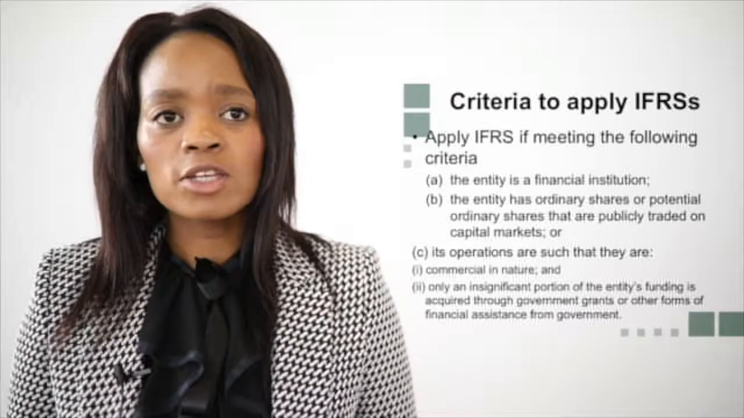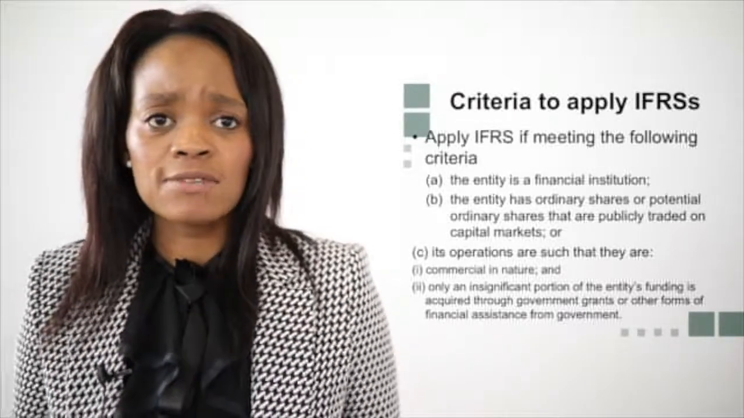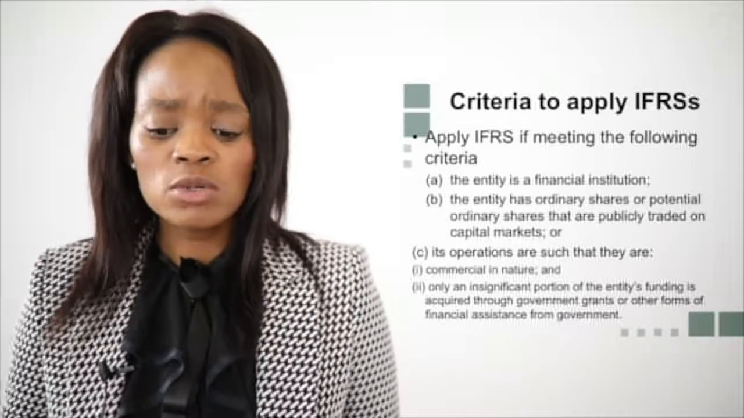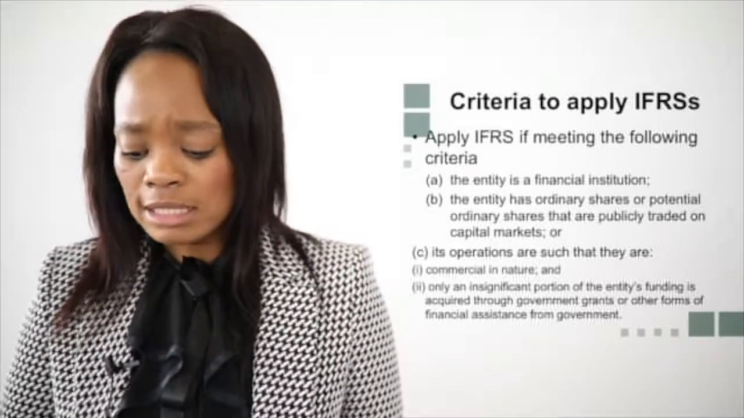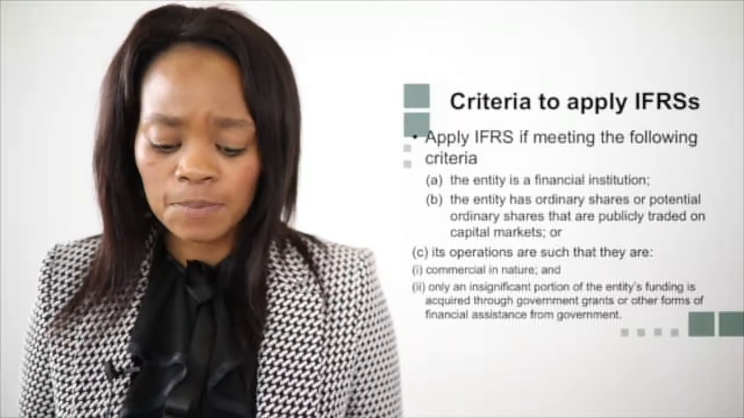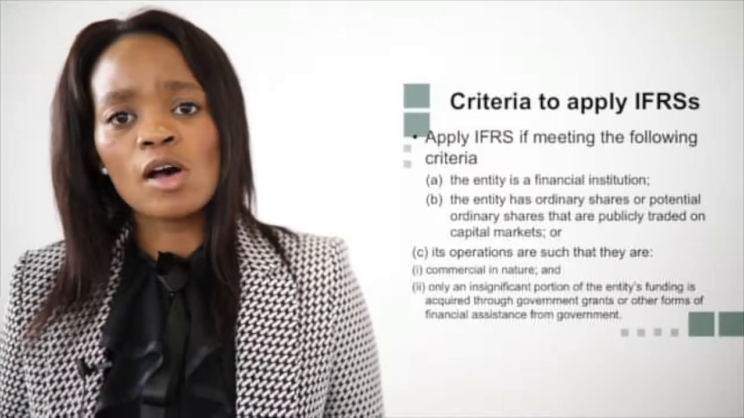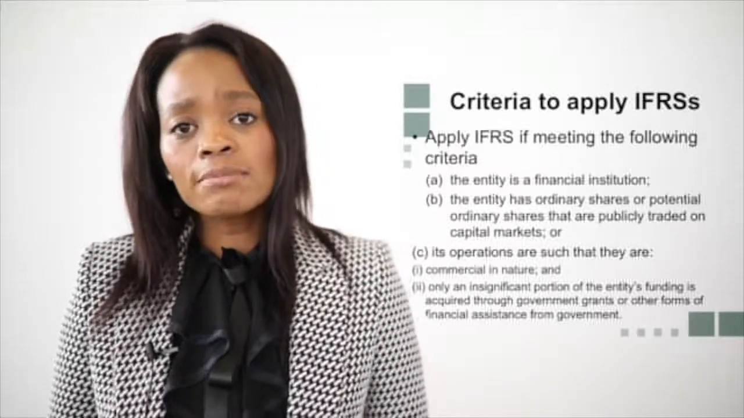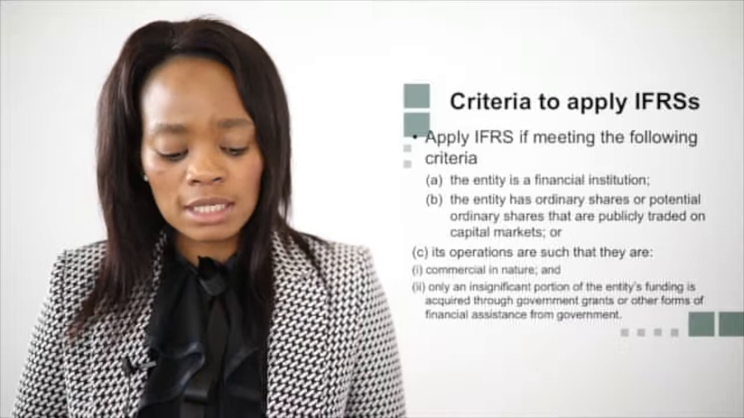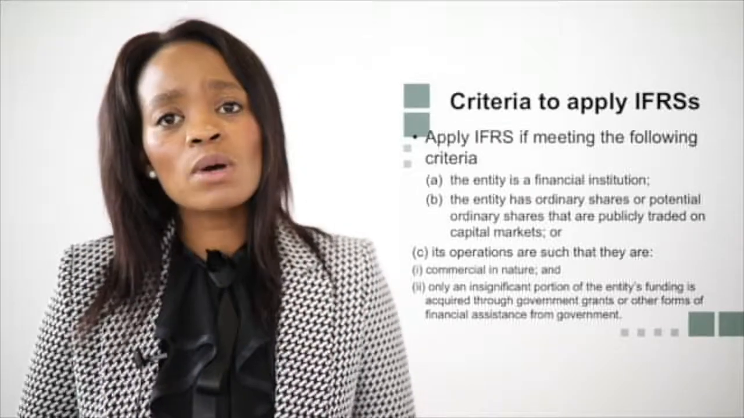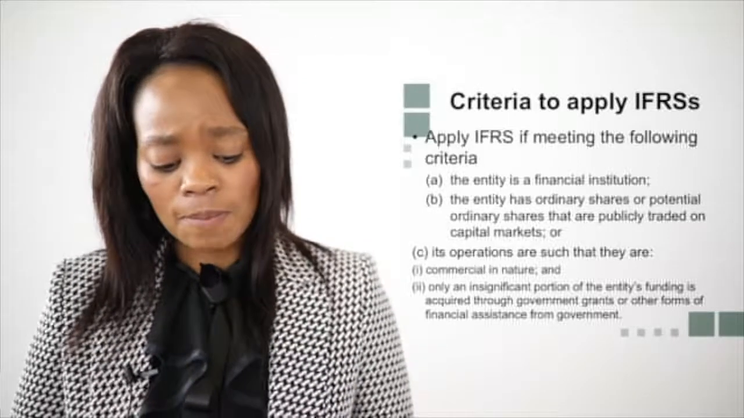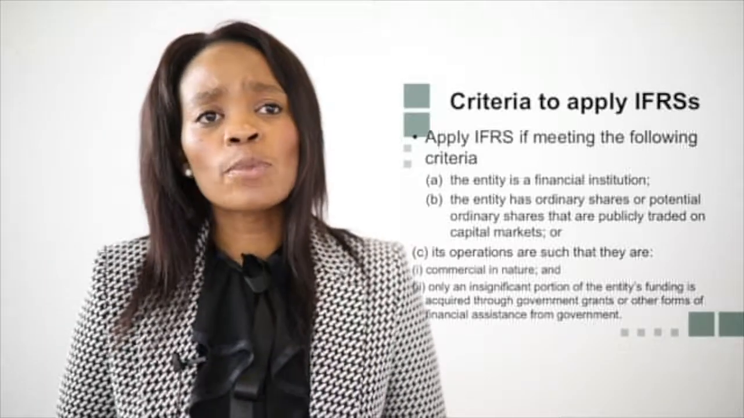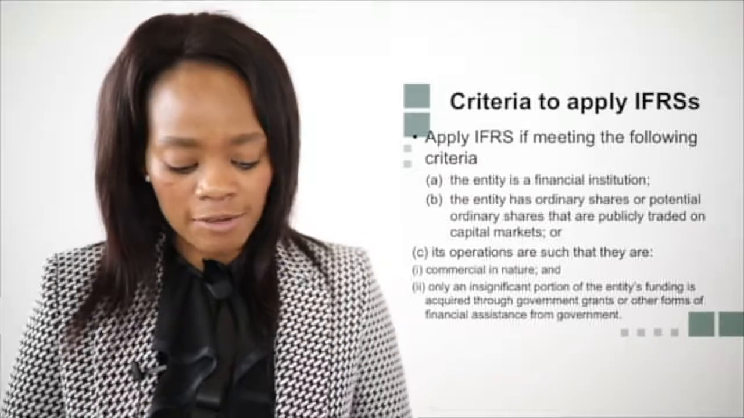In criterion C, as you will note, there are two parts that must be satisfied. The first part deals with assessing whether or not your operations are commercial in nature. And you also need to assess whether an insignificant portion of an entity's funding has been acquired from government. Now I'm focusing on the second part of that criterion, which deals with the insignificant portion of funding from government. In making this assessment, an entity will need to consider the size, the composition, as well as the complexity of its capital structure. So in effect, entities need to look at their capital structure in order to determine what portion of their funding has been received from government.